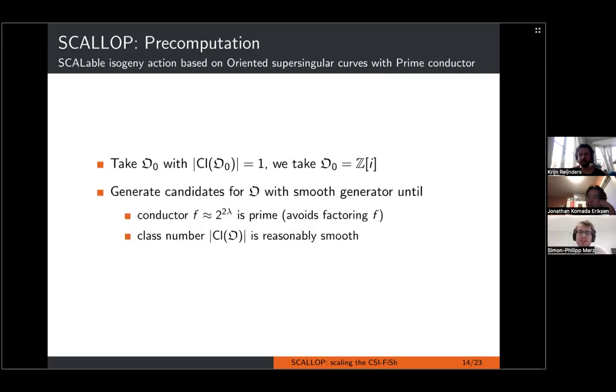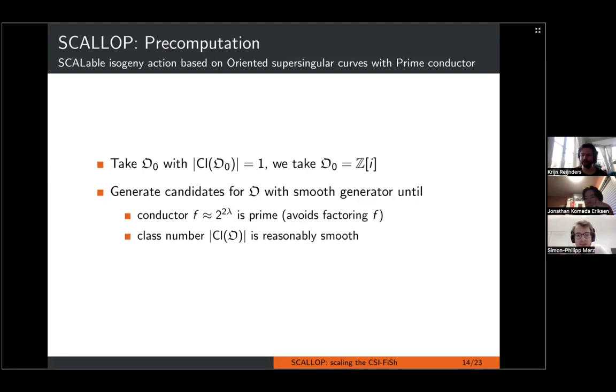Then we generated candidates for this imaginary quadratic order O with smooth generator. So we kind of turn it around. And then given such a smooth generator, we tested whether the conductor is prime. That can be done quite efficiently. And if it's prime, we know its factorization because, well, it's trivial. So we avoid factoring f in some sense.